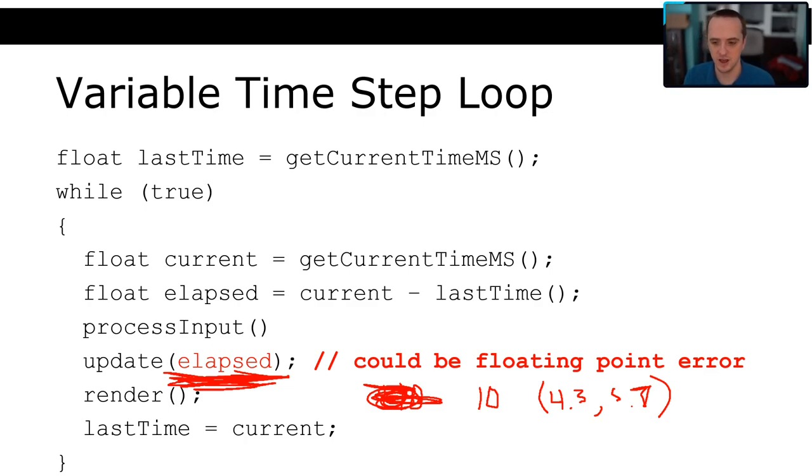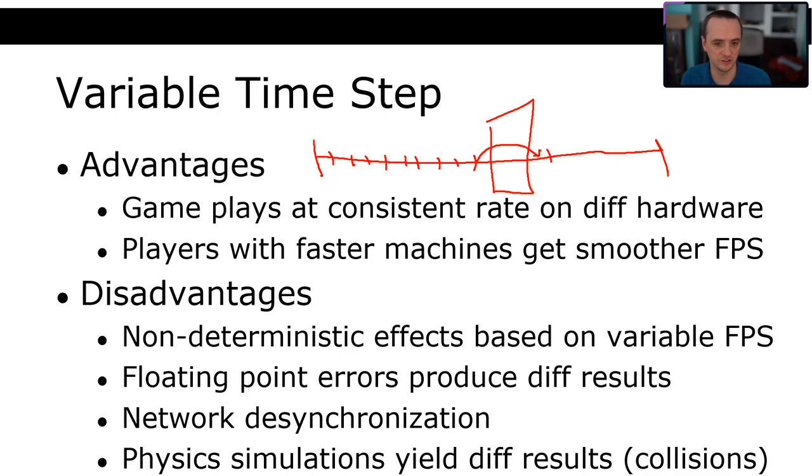So if one computer took 10 milliseconds and another computer took a 4.3 millisecond and a 5.7 millisecond, these numbers cannot be stored exactly as floating point numbers, right? And so the outcome of the simulation will actually be different because of that. So one game is going to have actually different collisions than another, or it's the same game running on two different sets of hardware. The collisions could be different, all right? So that's one possible solution, but there are definite disadvantages to this, okay? Definitely a lot of disadvantages.